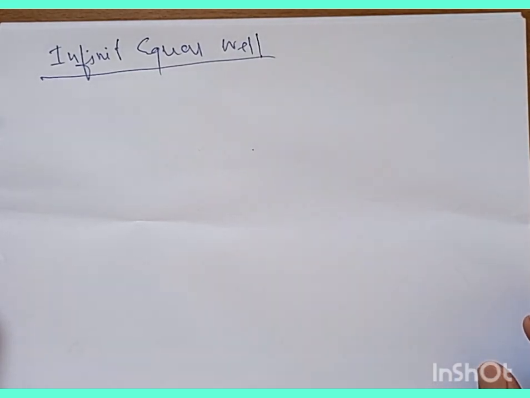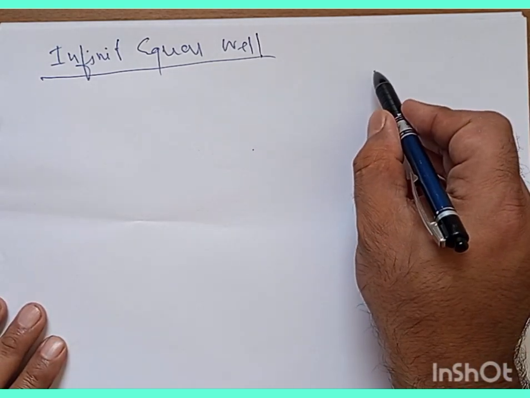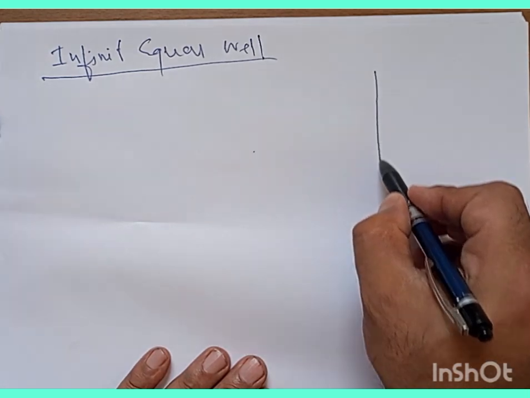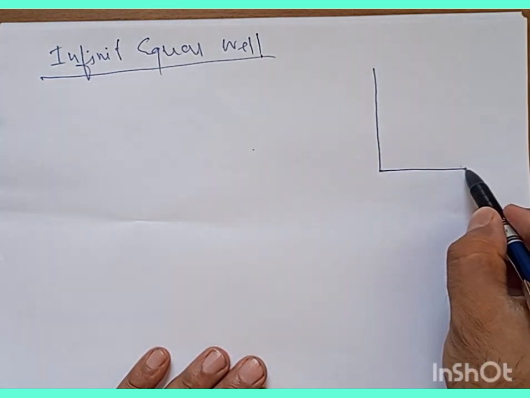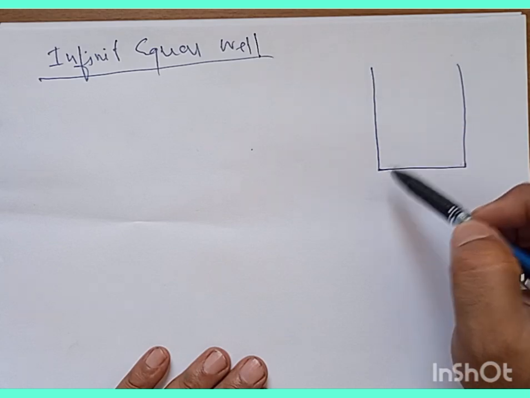Hello dear students, here in this video I'll be talking about the infinite square well. What is it? Basically, we have a particle, a quantum particle, a microscopic particle, and this particle is confined to boundaries having infinite potential.